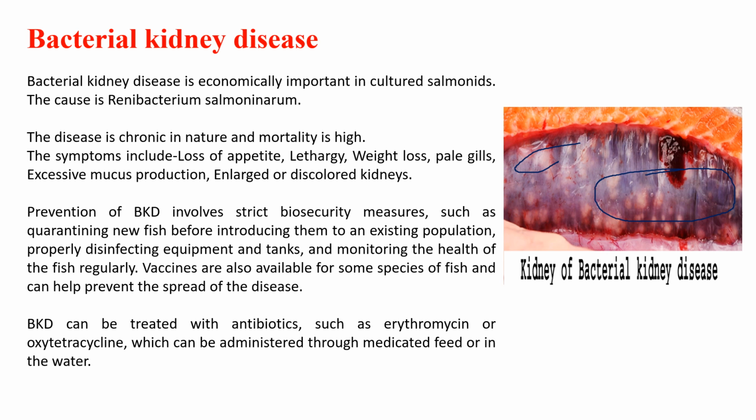Prevention of BKD involves strict biosecurity measures such as quarantining new fish before introducing them to an existing population, properly disinfecting equipment and tanks, and monitoring the health of the fish regularly. Vaccines are also available for some species of fish and can help prevent the spread of the disease. BKD can be treated with antibiotics such as erythromycin or oxytetracycline, which can be administered through medicated feed or the water.